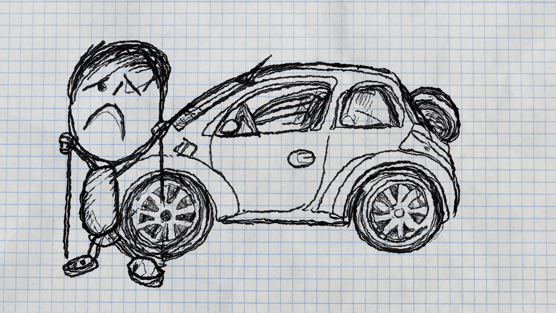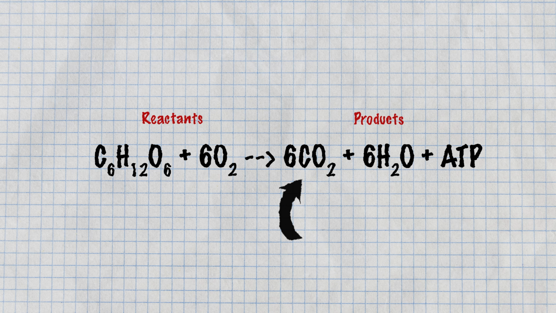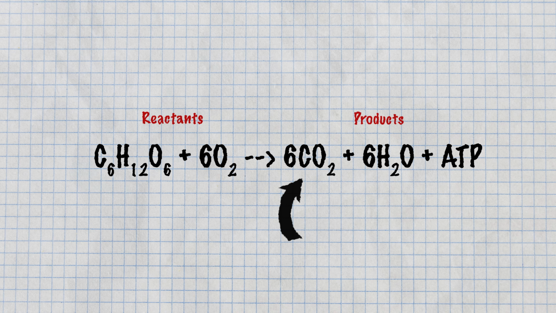Now, our other reactant is oxygen. This reaction would not happen without oxygen gas. It's like trying to start a car without fuel. It's just not going to work. Carbon dioxide shows as a product, but really it's a waste product. It's just something we have to get rid of. It's like that annoying friend that always overstays their welcome. You got to kick them out eventually.